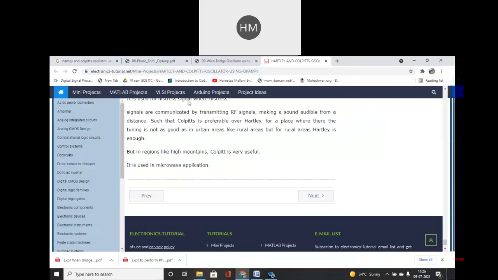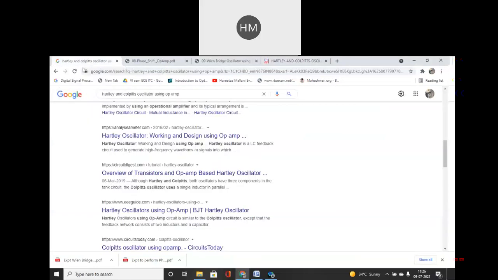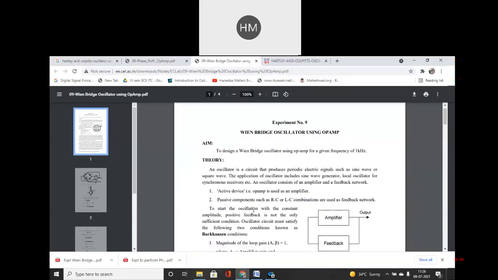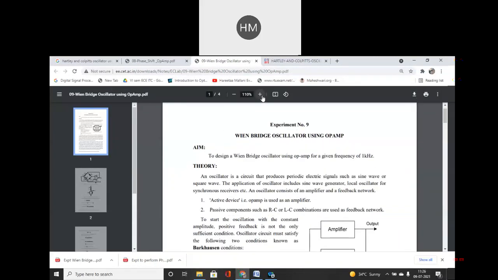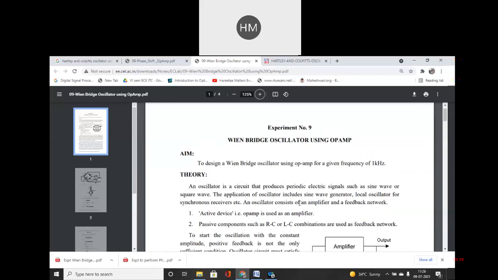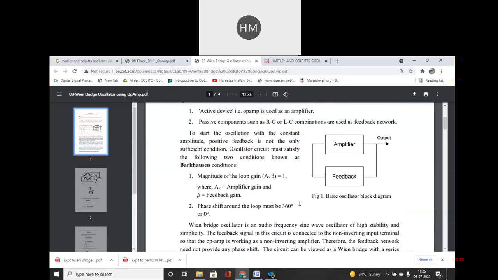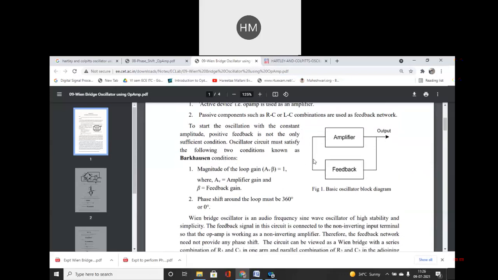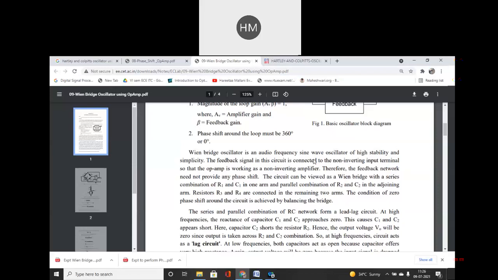Here I will tell you about the Wien bridge oscillator, students. What is a Wien bridge oscillator? Any idea? A Wien bridge oscillator consists of again an RC combination. This is the basic oscillator block diagram. Feedback could be positive or negative. Okay, we all know this. And here we are discussing a positive feedback amplifier.